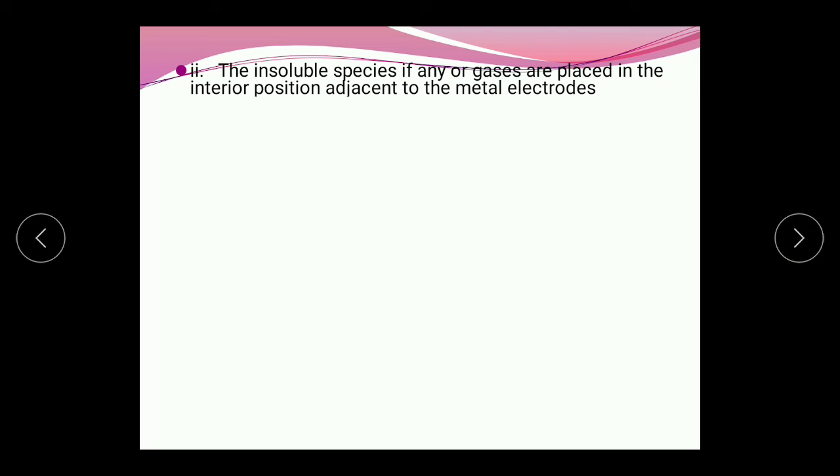And suppose we have used hydrogen gas as anode, then hydrogen gas alone cannot be used. For that, an inert electrode is required. So that also can be mentioned at the interior position adjacent to the metal electrodes. That also we will take an example and learn about it. Okay, so this is the second condition.